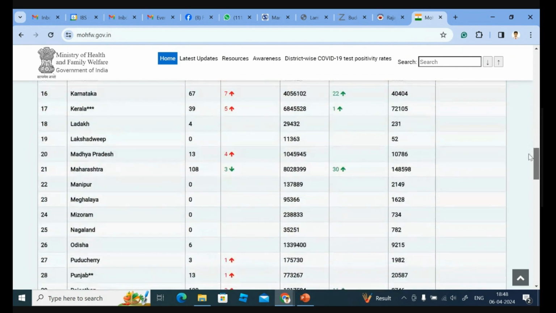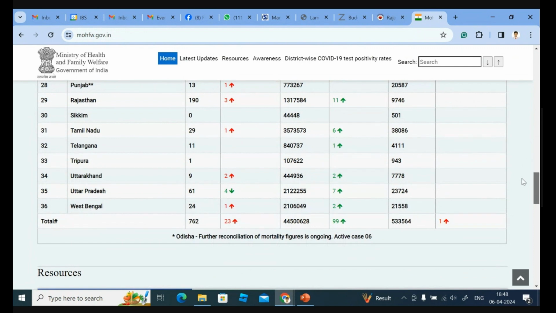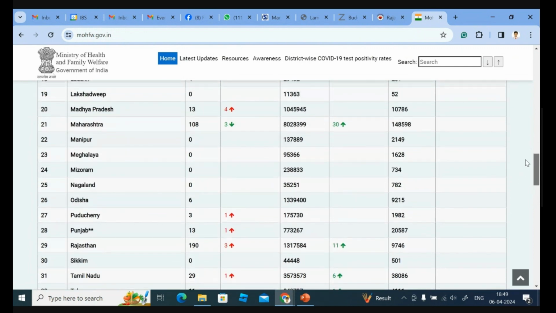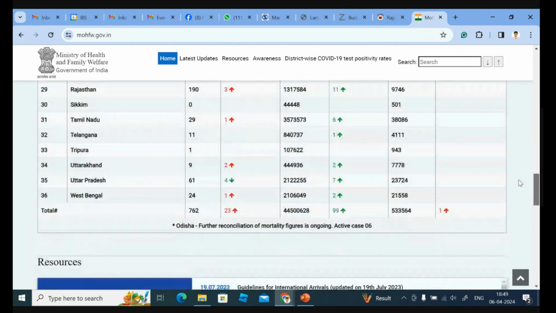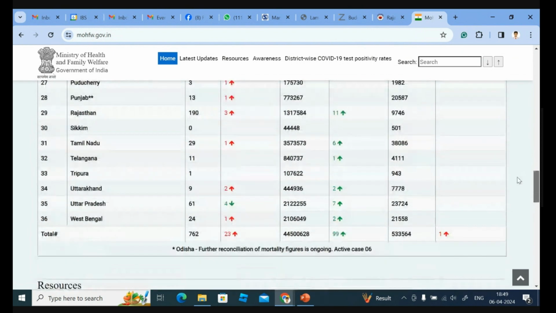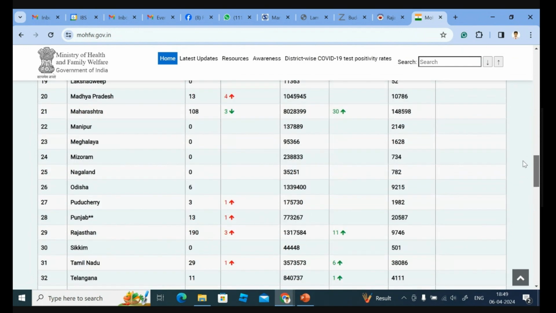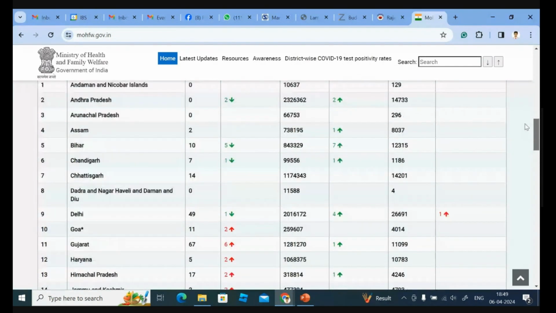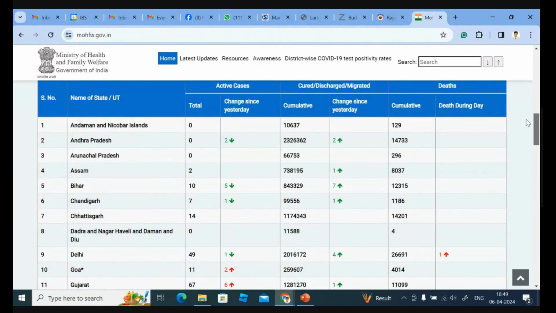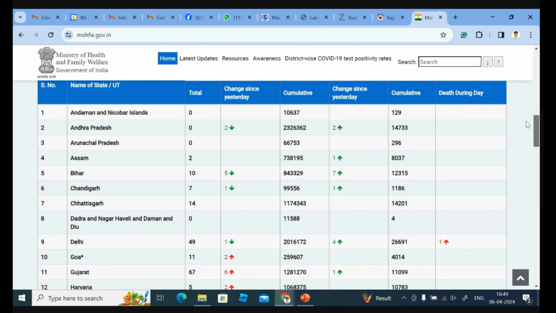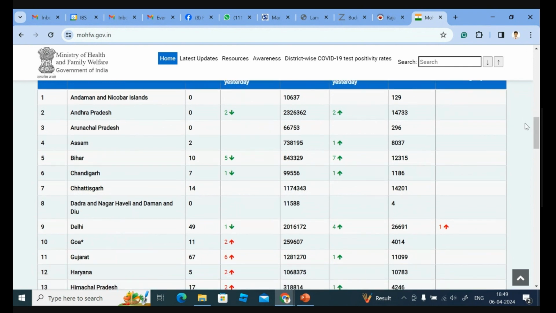Tell me. So there are 36 total states and union territories. So 28 plus 8. Tell me which state has the highest deaths. Can you browse through and tell me?